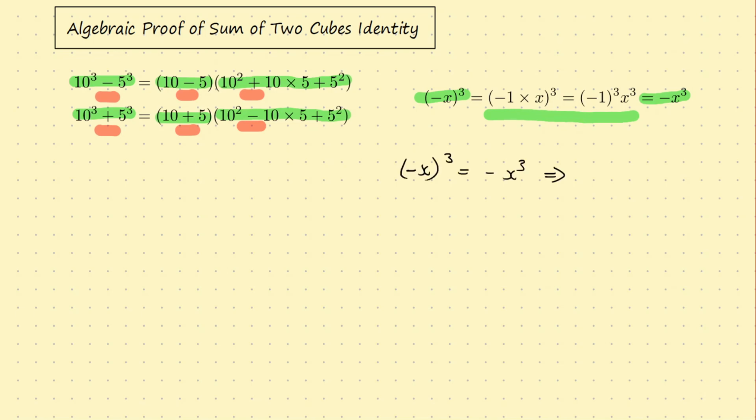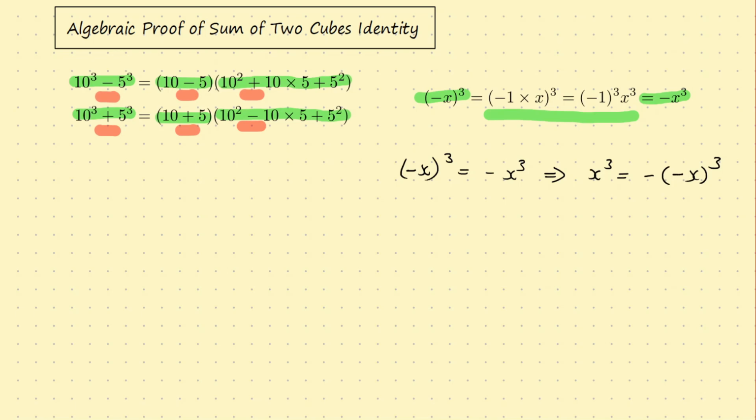Now, since (-x)³ = -x³, we can multiply both sides by -1 to give us x³ = -(-x)³. And we shall use this identity to prove the sum of two cubes identity.